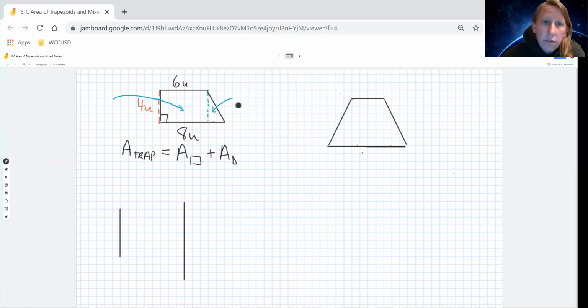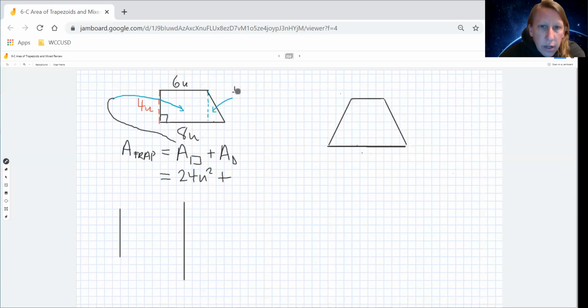Okay, what's the area of this rectangle? Is it 4 times 8 or is it 6 times 4? This rectangle is 6 times 4. So the area of that rectangle is 24 units squared. 6 times 4, 12, and 12 is 24. Okay. What about the area of that little triangle?